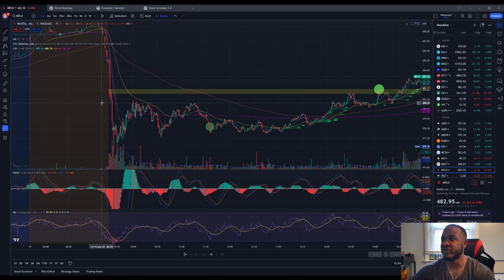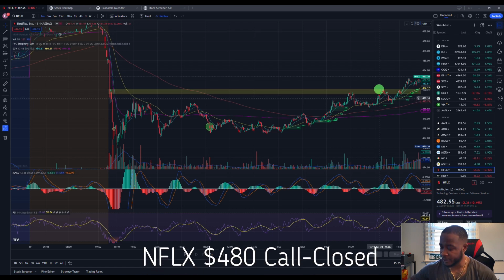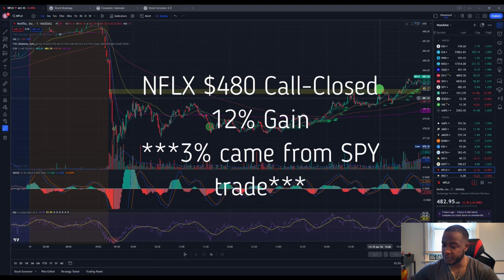So on Netflix right here at 480.64, I'll just leave my cursor right here. You can see that as you come across, we found resistance right here, got rejected, resistance right here, got rejected, resistance right here, and we finally caught some type of break, but that was a false breakout. We fell back under, came back over, and we finally broke out. I closed my position right there. That was a 3% gain.